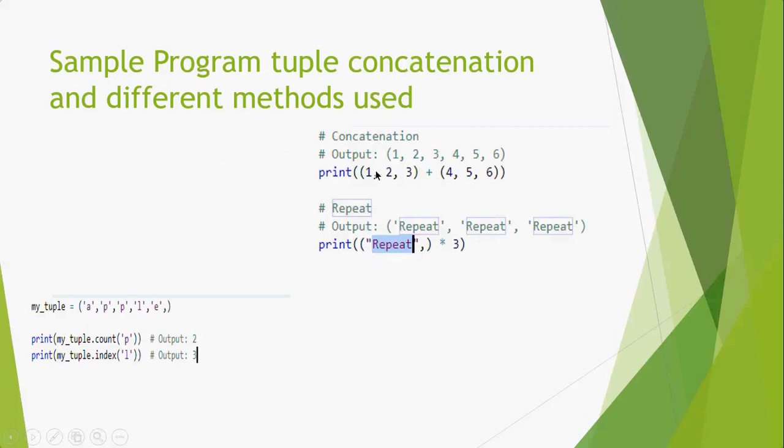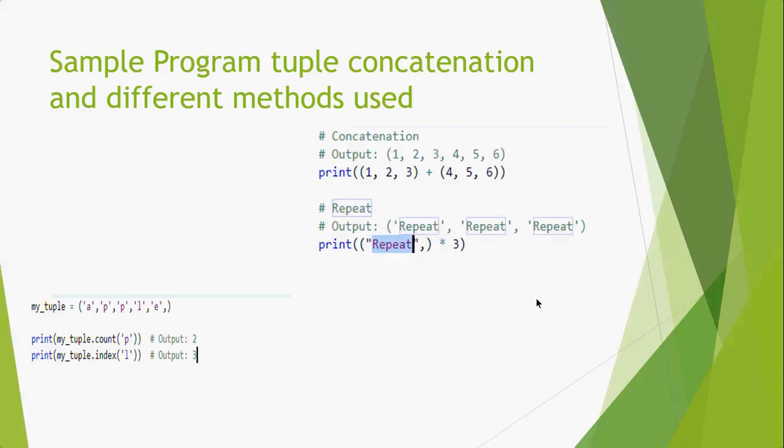So as I said, you can concatenate two existing tuples. I have 1, 2, 3 as one tuple and 4, 5, 6 as another tuple. Those two are independent tuples altogether. I can append these two by using a plus operator here.